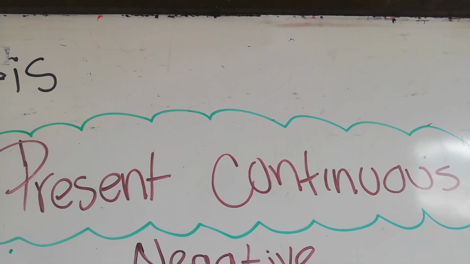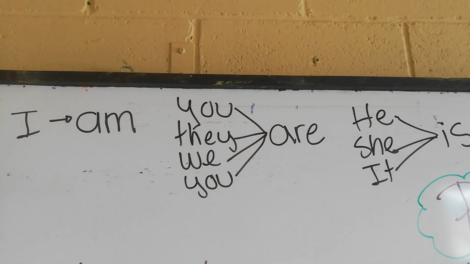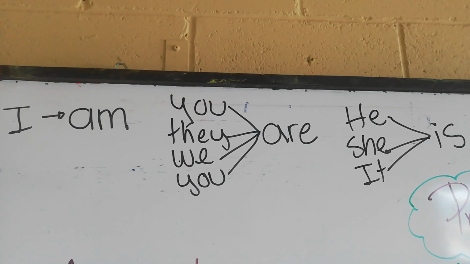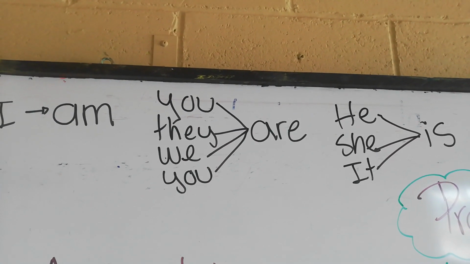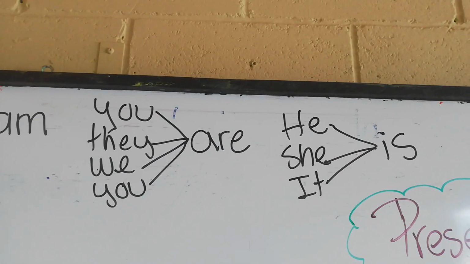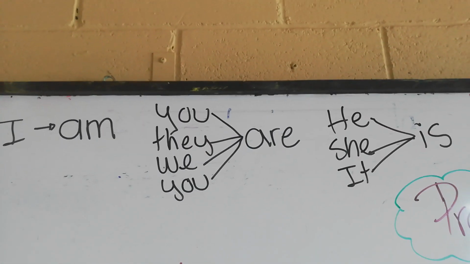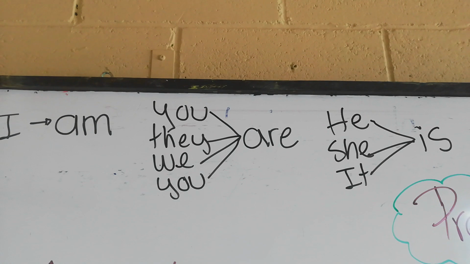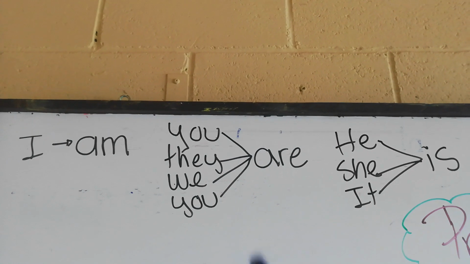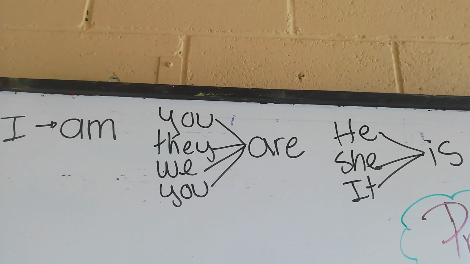When we use the present continuous, we need to remember that we have the form to be according to personal pronouns. For example, I and the form to be am. You, they, we, and you, the form to be are. And he, she, it, the form to be is. We cannot do a combination, for example, like I are or he are. That will be incorrect. So remember, always I need to check what is the personal pronoun to check what is the correct form to be.